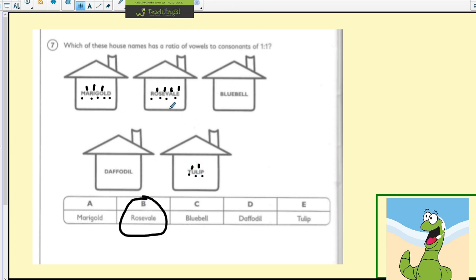And a 1-to-1 ratio, just to be clear, in this one would be a 4 to 4 ratio, but remember the ratios we can always simplify, and 4 to 4 is the same as 1 to 1. It can be simplified by dividing both sides by 4. And again, you might just go through and check, but the answer is in fact B, Rosevale.